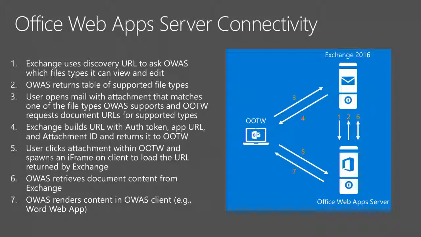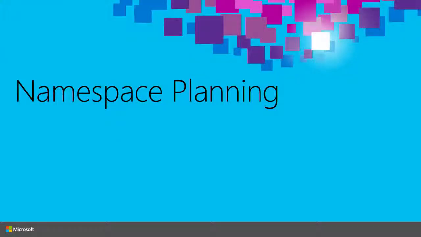Okay, so this is the communication path that will happen. Largely, steps 3 to 7 will happen every time a user opens a file this way through Outlook on the web. And again, this is optional connectivity. It's not required, but if you do want this functionality for your users, you will have to deploy one of these servers. All right. Let's talk about namespace planning.